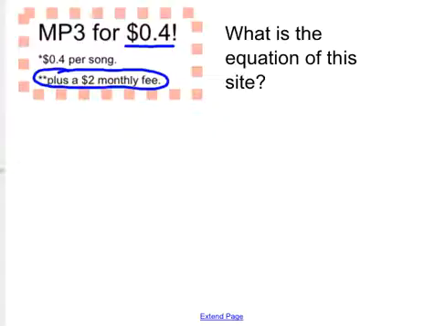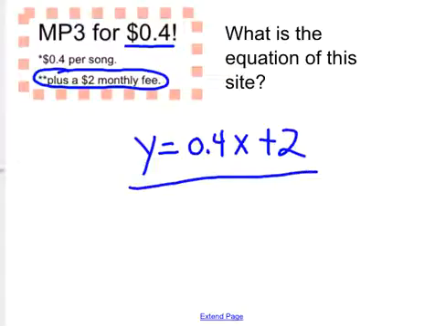So we're going to set this equal to y. And what we're going to do is first of all think about what is the rate of change. How much will my cost increase for every song that I buy? That's the rate of change. And we're asking how much does it change for every song that I buy? So we can see from this advertisement that it's going to increase by $0.40. Okay. And I know that I have that initial condition that no matter how many songs I buy, I still have to pay $2 a month. So there's my equation of this line.